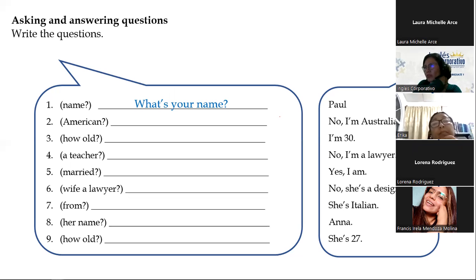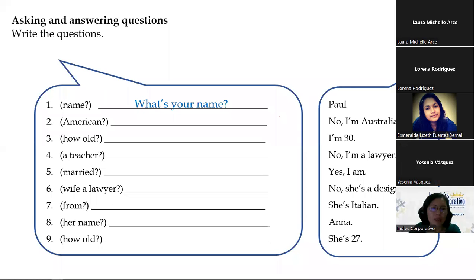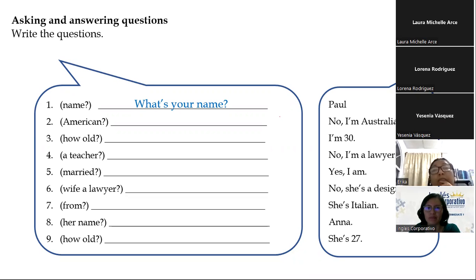Vamos a comenzar con number two. What would be number two? Veamos, comencemos, Laura. Ok. Are you American? Very good. Are you American? No, I'm Australian, right?